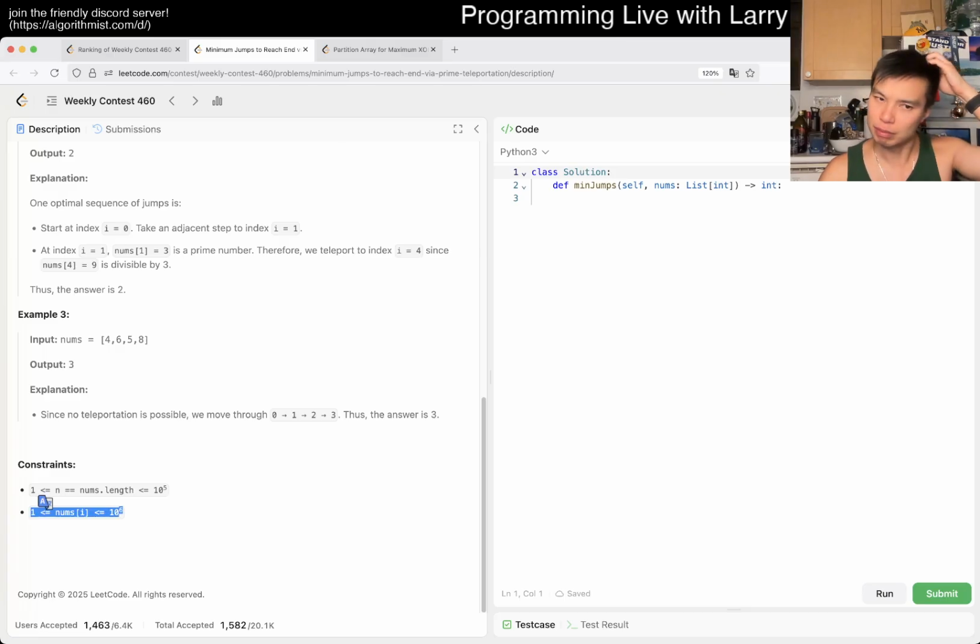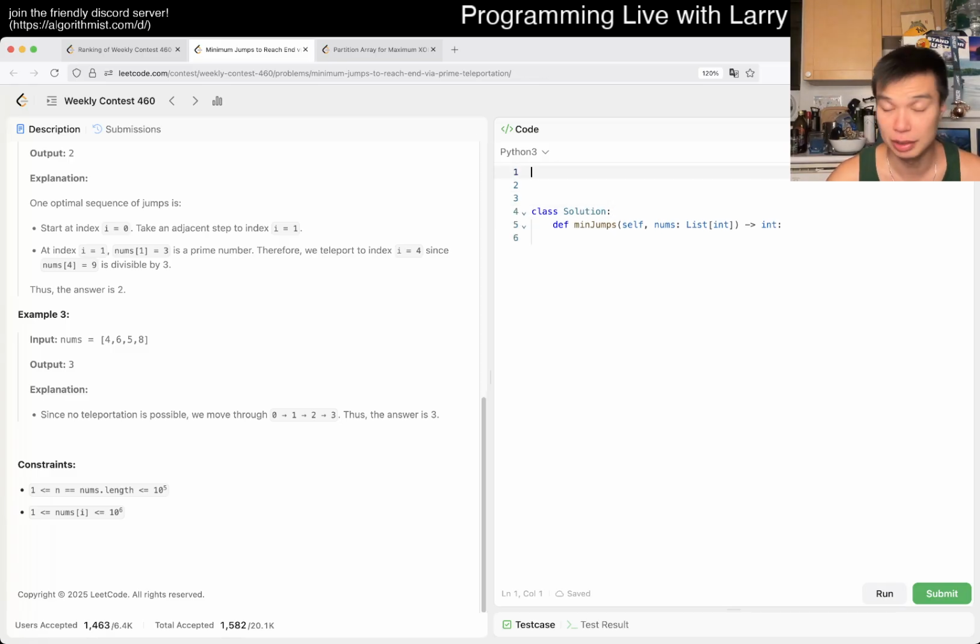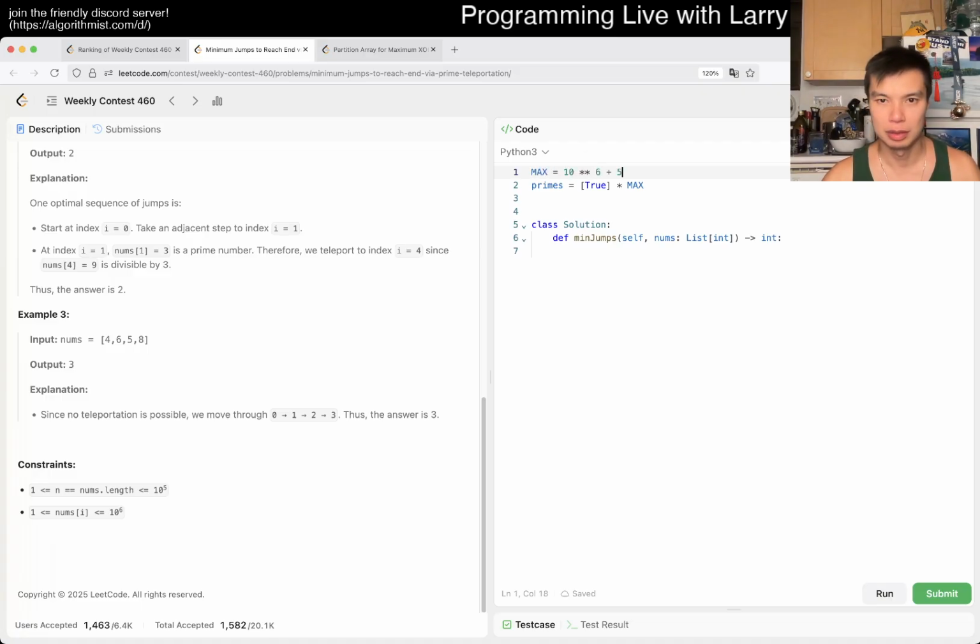I don't know why they don't do this in a better way. This is kind of dumb. 10 to 6, it's the same problem. They change it to 10 to the 5th. But yeah, and I still write it out. Good. The prime sieve.